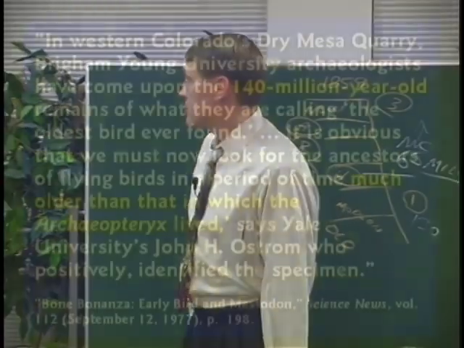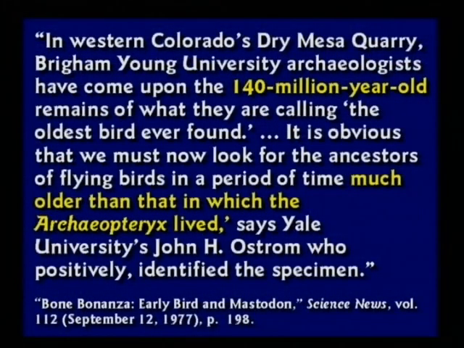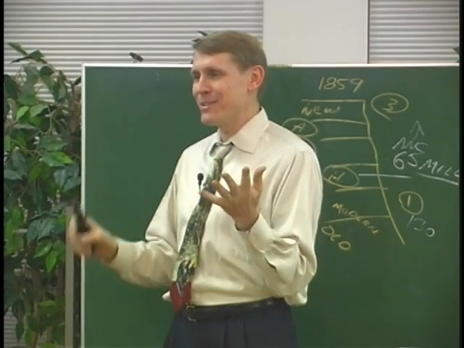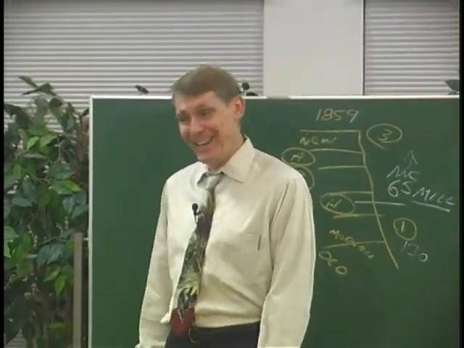In western Colorado's dry mesa quarry, Brigham Young University archaeologists have come upon the 140 million year old remains of what they are calling the oldest bird ever found. It is obvious that we must now look for the ancestors of flying birds in a period much older than that in which the Archaeopteryx lived. Well, now hold on a minute. Do you see from this statement, he is admitting Archaeopteryx can't be a missing link. He's admitting birds were already here, by his thinking, 130 million years ago. And then he says we have to look for a different way they evolved. He still doesn't get it. He just doesn't get it.